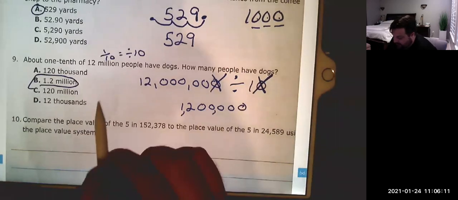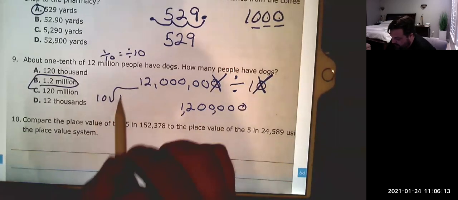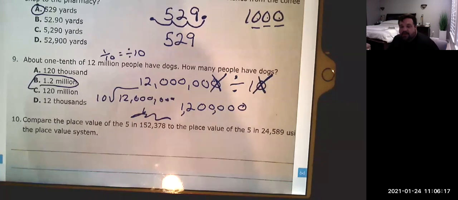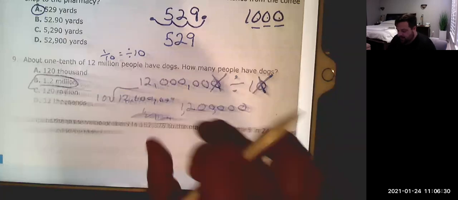But if you're sitting here and trying to go 10 divided by 12 million and then trying to subtract that all out, I mean, you can do that. But if you can start to understand how to move the tenths, times 10 if you're making it bigger, divided by 10 if you're making it smaller, you'll be much better off.